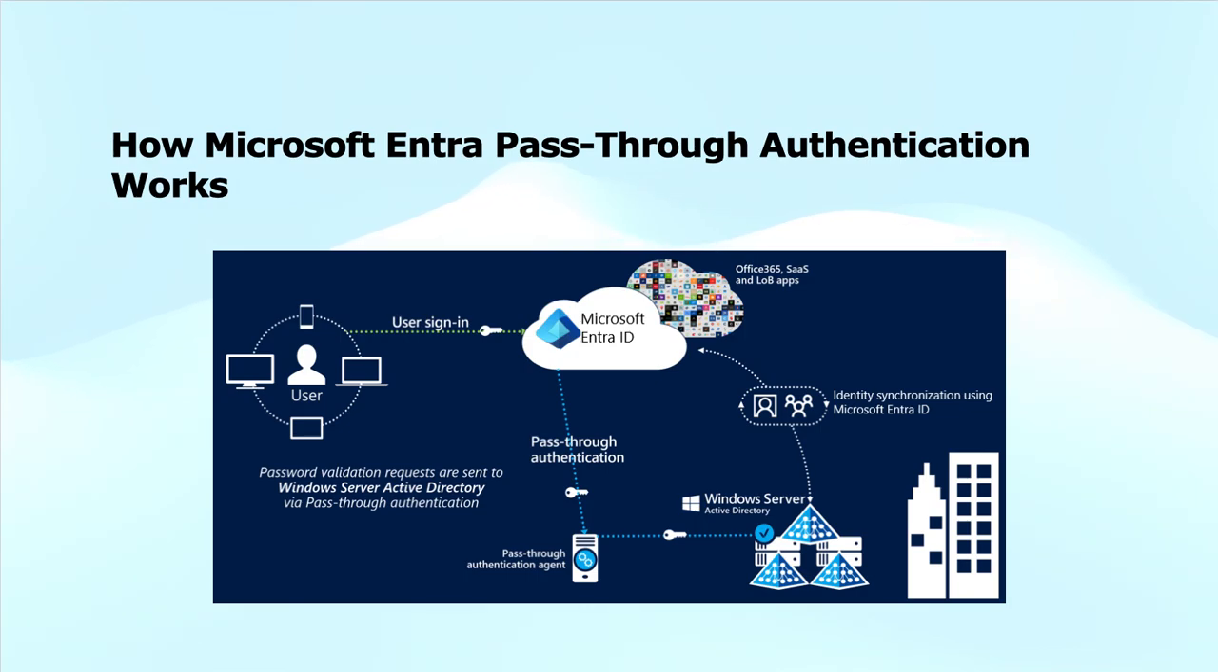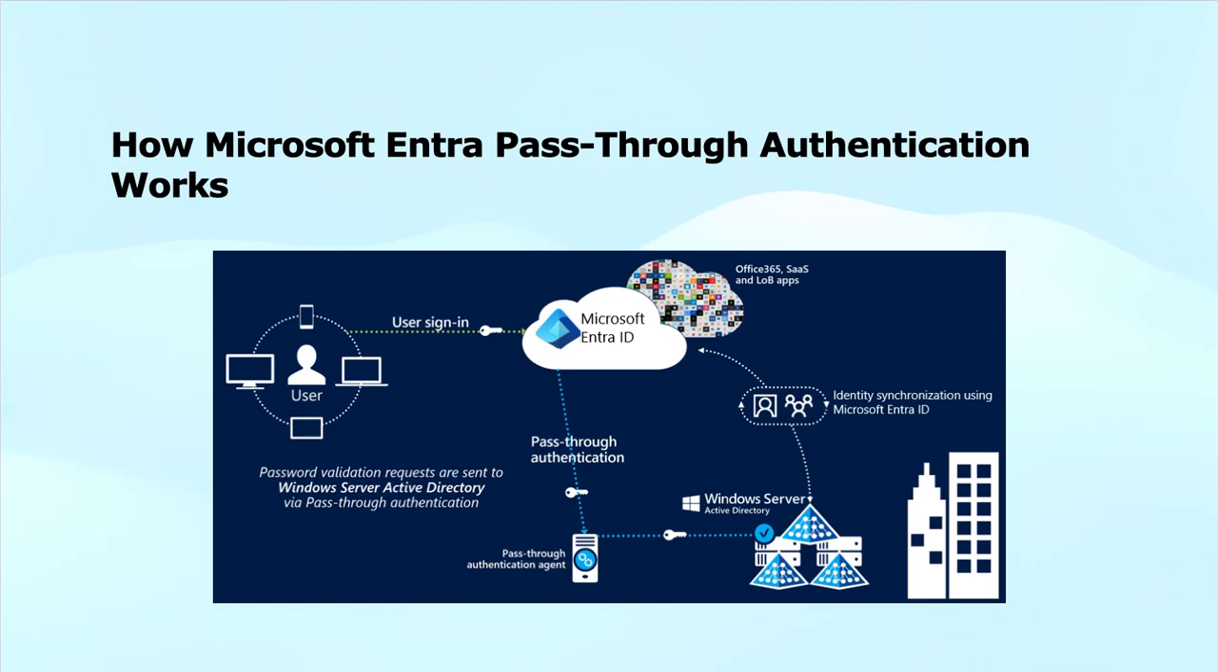We deploy multiple instances to have the high availability, and it is active configuration, so multiple pass-through authentication agents can be active at the same time for scalability and the high availability, so that in case one agent is down, other agents can be used by the Entra ID to validate the password of the users. This is how the pass-through authentication works.